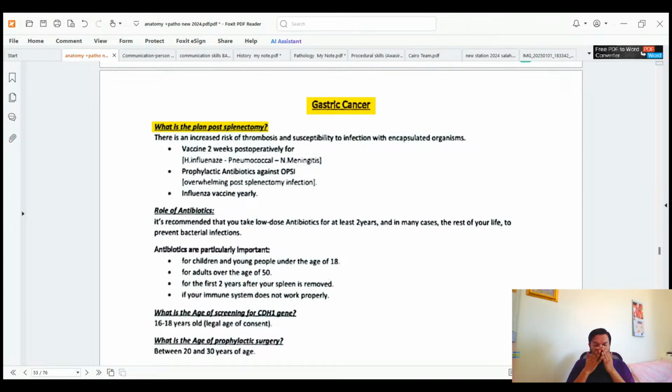So, post-splenectomy, there is increased risk of thrombosis and susceptibility to infection with encapsulated organisms. Vaccine 2 weeks post-operatively for Haemophilus influenzae, pneumococcus and Neisseria meningitidis, and prophylactic antibiotic for overwhelming post-splenectomy infection, and influenza vaccine yearly. Nicely explained.